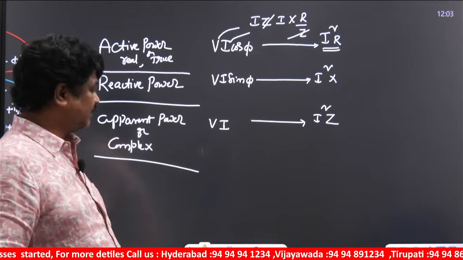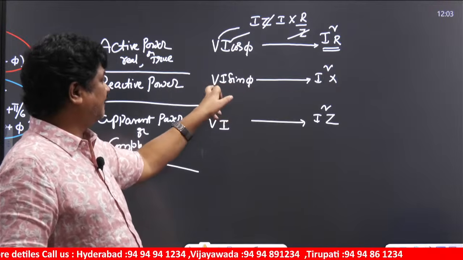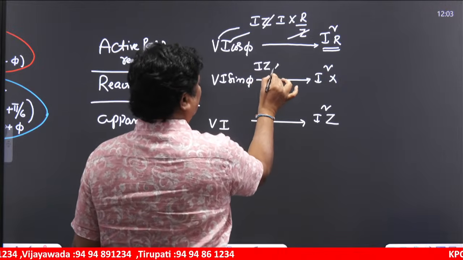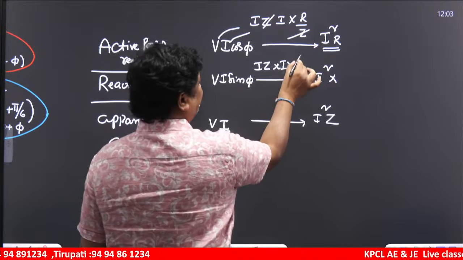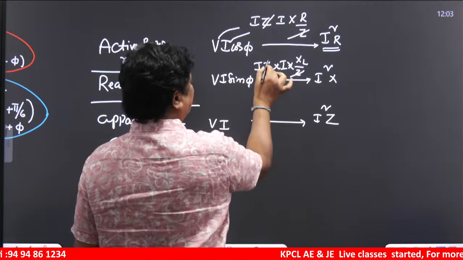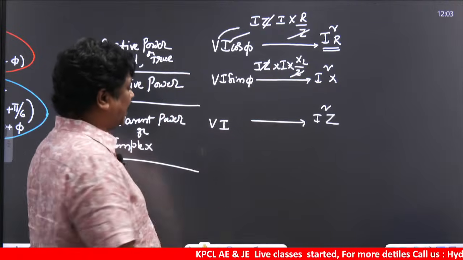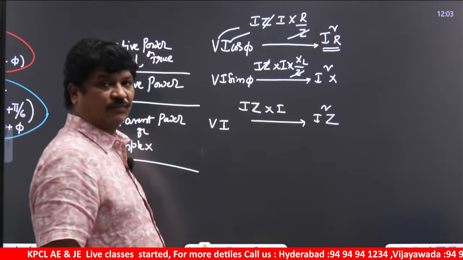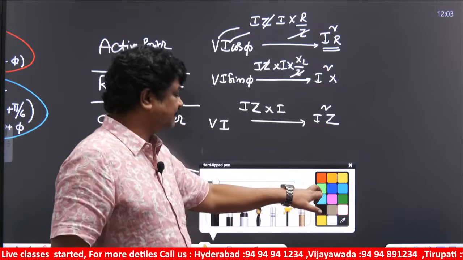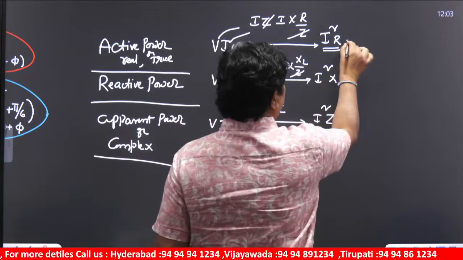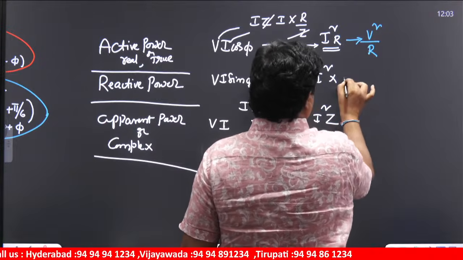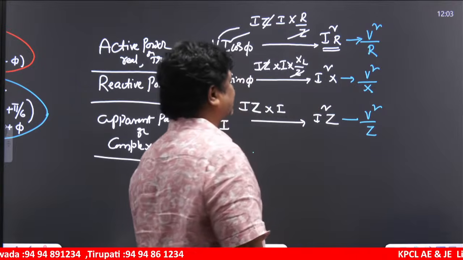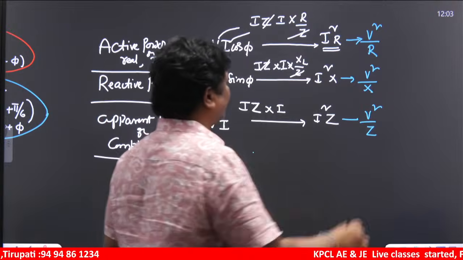Similarly, how to write the I square X? V is nothing but I into Z. Sin phi means XL by Z. This Z gets cancelled. I square XL. Now here I into Z into I is equal to I square Z. This can also be written as V square by R, V square by X, V square by Z.